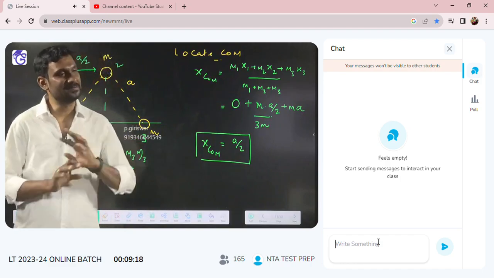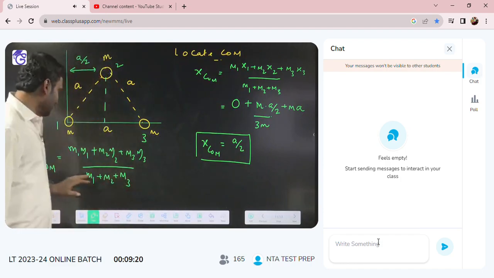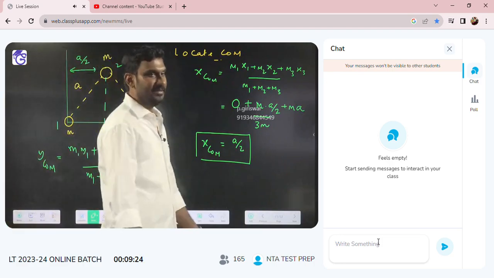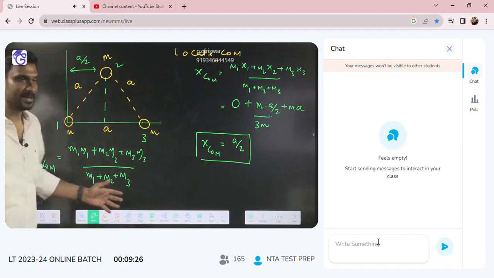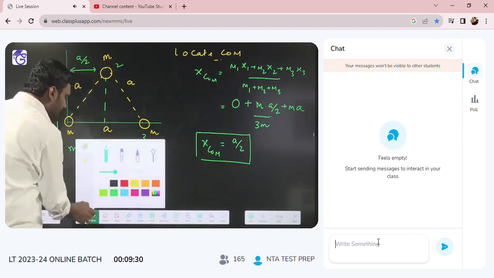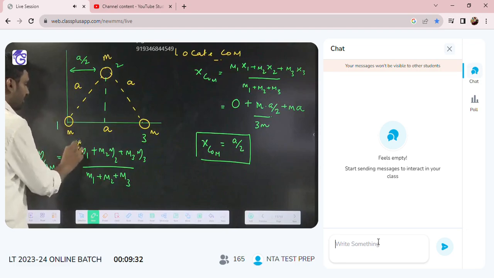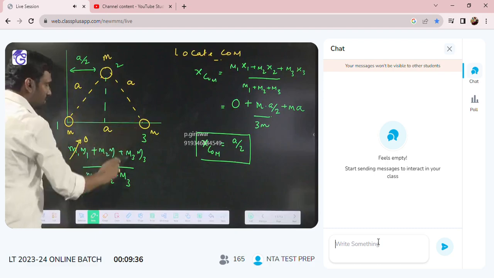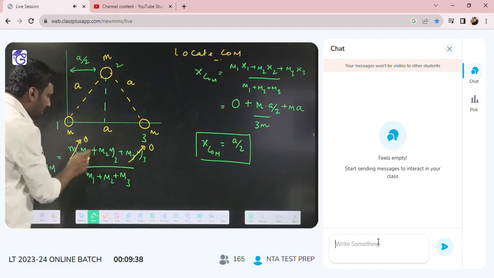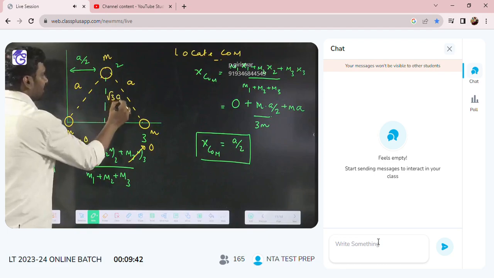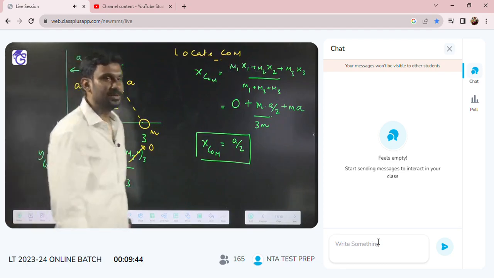Durga Puja is awesome. So M1 Y1 plus M2 Y2 plus M3 Y3 divided by M1 plus M2 plus M3. Now in this case also, boys and girls, please check. This is at the origin, so M1 Y1 is equal to 0. This is on the x-axis, so y coordinate will be 0. Only this one will survive. And what is this? This is root 3 a by 2.